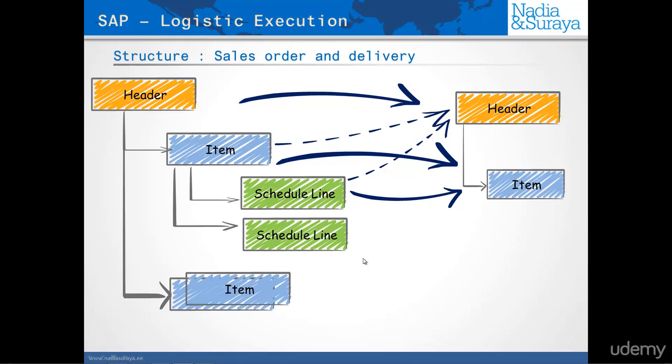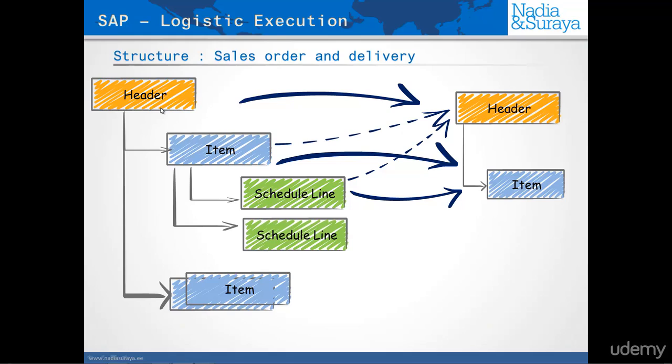Before we go on, let's have a look at the structure of the delivery. As we mentioned before, the standard outbound delivery is created with reference to a sales order. So what does this actually mean? As you can see, on the right hand side you have the delivery, and on the left hand side you have the sales order. Information on the header level of the sales order is copied into the header level of the delivery.